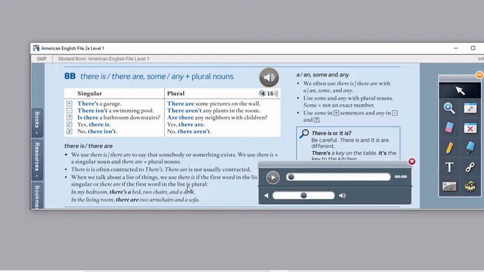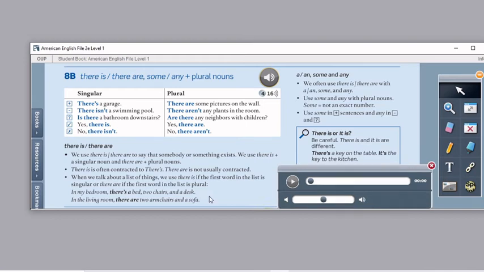Four point 16. There's a garage. There isn't a swimming pool. Is there a bathroom downstairs? Yes, there is. No, there isn't.